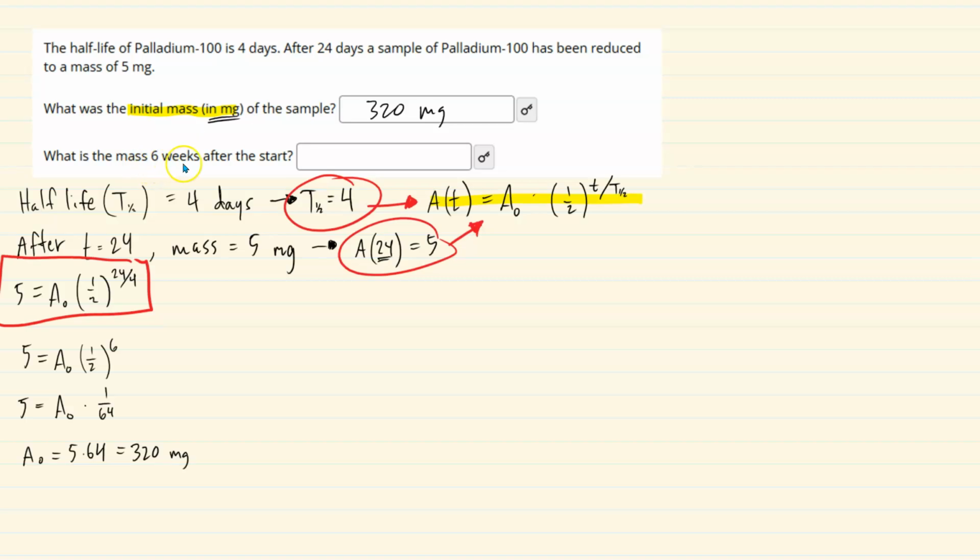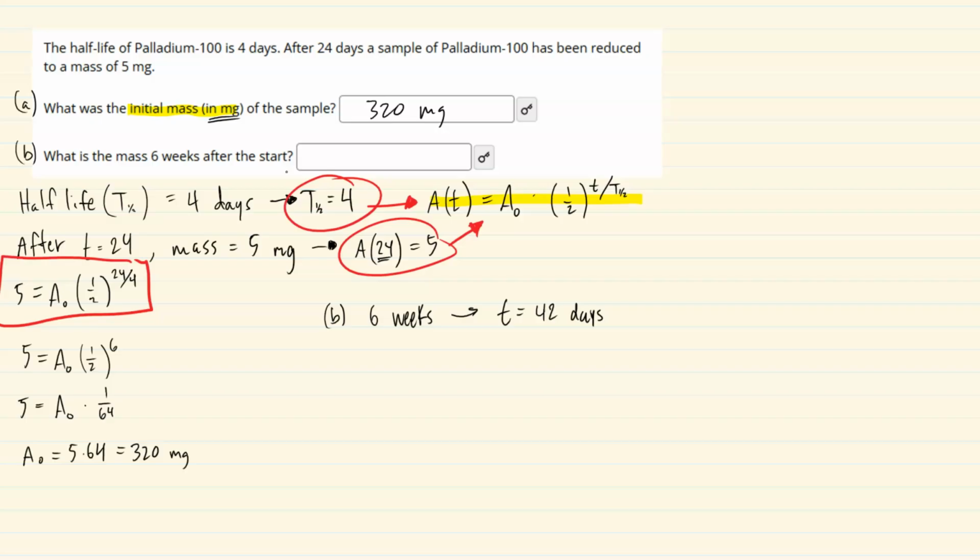What is the mass 6 weeks after the start? Okay, well, we'll call this part B and this part A. So this is all part A so far. Now on to part B. What is the mass 6 weeks after the start? But notice that t is in terms of days, right? So 6 weeks gives us t equals 6 times 7, which is 42 days.